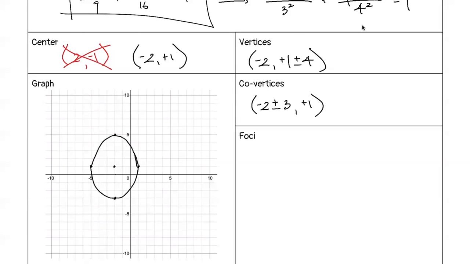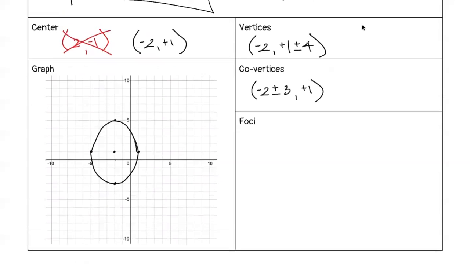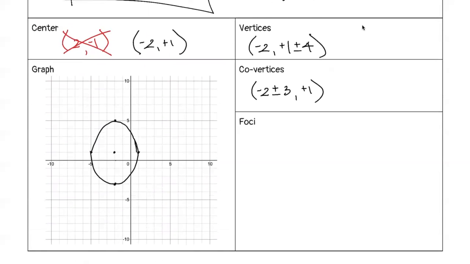Now we are not done though. We do want to make sure we get our foci in there. Are the foci going to be side to side from the center, or are they going to be up and down from the center? Yeah, up and down, which means I'm going to have to add to the y values. But if we were to set up an equation here to help us find out exactly how far, what number would we put on the left-hand side of this equation?